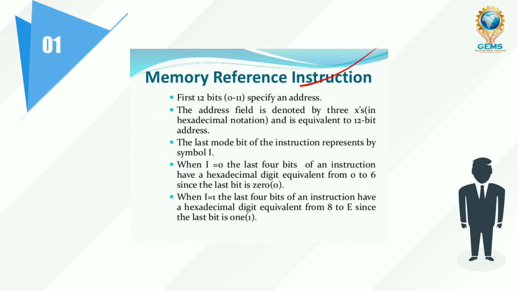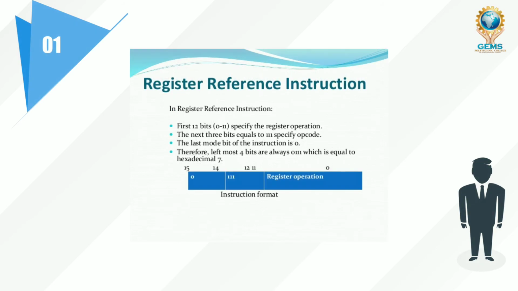The last mode bit of the instruction is represented by the symbol I. When I is 0, the first hexadecimal digit of the instruction is from 0 to 6, since the last bit is 0. When I is 1, the hexadecimal digit is from 8 to E, since the last bit is 1. Based on this, the operation will be performed.